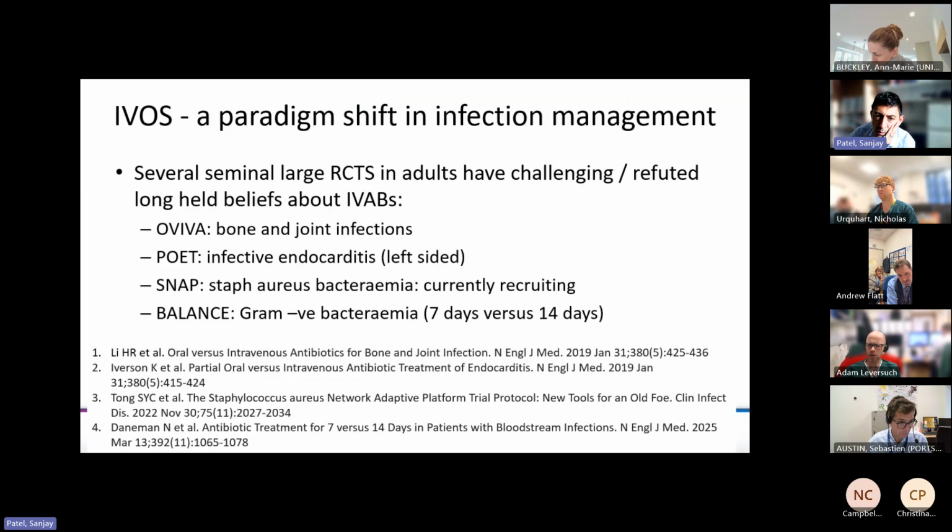And there's a lot of data now that have really shifted that paradigm away from IV antibiotics. A lot of this came originally from our adult colleagues. They did some massive, brilliant studies of bone and joint infections and endocarditis. And now we're doing some work on Staph aureus, and we've done stuff with gram-negative infections. But the ones that have really pushed IV to oral switch have been the bone and joint infection studies and the infective endocarditis ones. And actually, standard of care in adults for at least bone and joint infections is relatively early IV to oral switch.